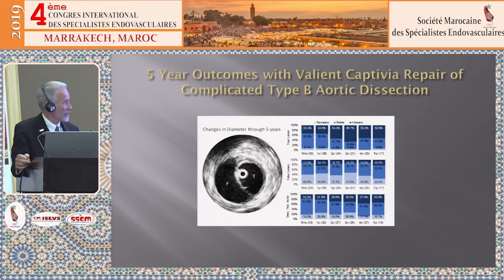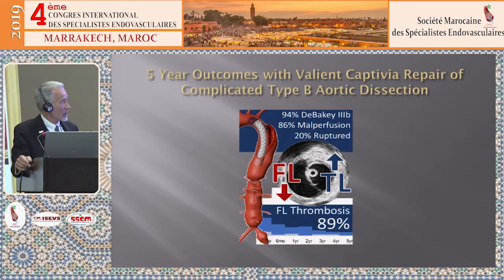If you look at here the changes in the true and false lumen, and I can summarize it for you easily. The true lumen goes up, the false lumen tends to collapse down, and where there were 86% malperfusion, and again these ruptures, the false lumen thromboses, where the endograft is placed, in nearly about 90%.